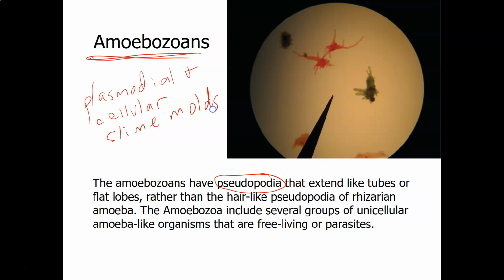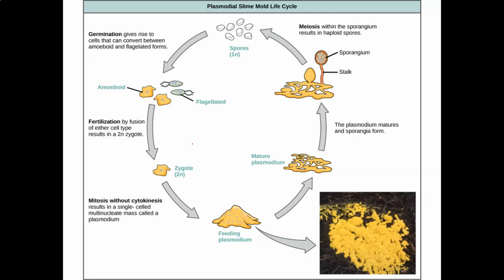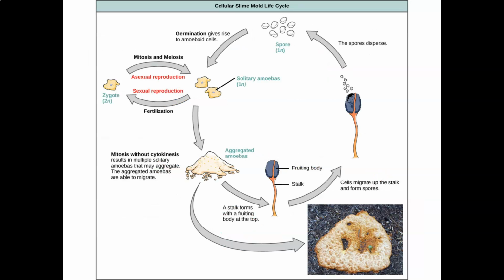And then the organisms that we just call amoeba. Okay. Here is a life cycle for the plasmodial slime mold, but instead of focusing on that a whole lot, I just want you to see what it actually looks like. There's a picture down at the bottom right that shows you what plasmodial slime mold looks like. And this is cellular slime mold.